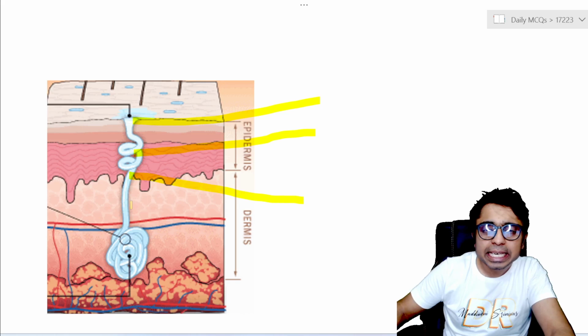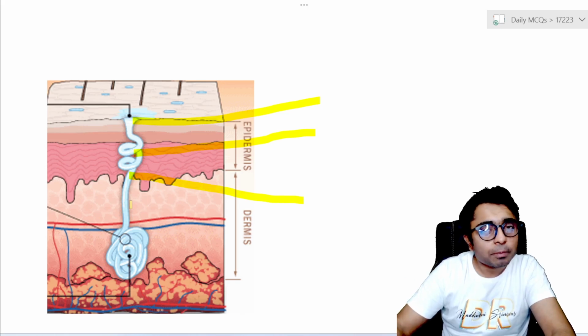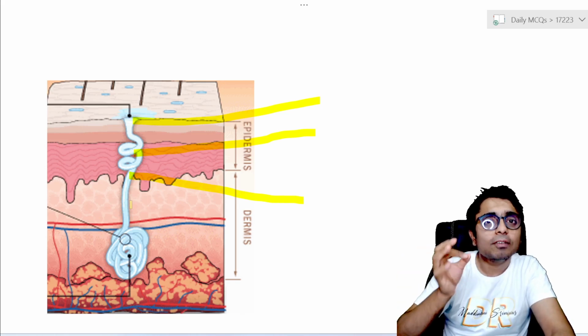And as you can see, the eccrine gland opens directly onto the skin surface, in contrast to the apocrine glands and sebaceous glands, which open along with the hair follicle.